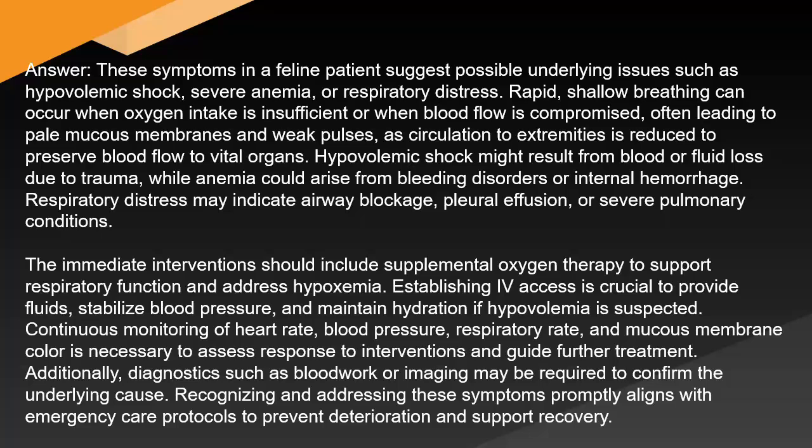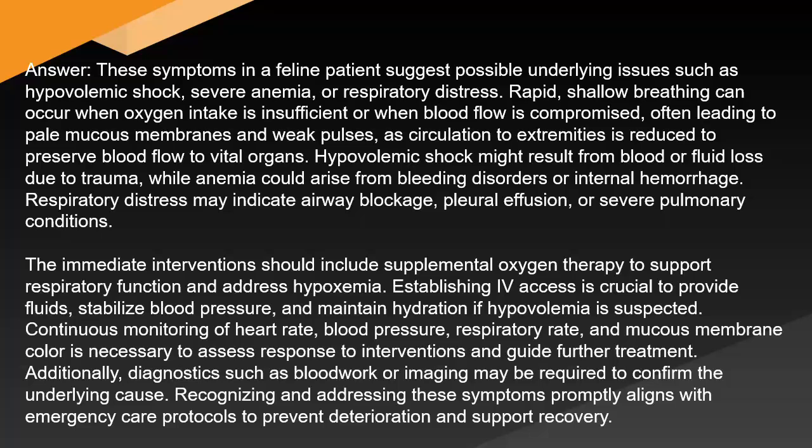Rapid, shallow breathing can occur when oxygen intake is insufficient or when blood flow is compromised, often leading to pale mucous membranes and weak pulses as circulation to extremities is reduced to preserve blood flow to vital organs. Hypovolemic shock might result from blood or fluid loss due to trauma, while anemia could arise from bleeding disorders or internal hemorrhage. Respiratory distress may indicate airway blockage, pleural effusion, or severe pulmonary conditions.